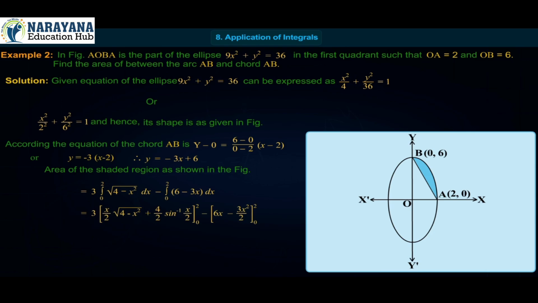which equals 3 into [x/2 √(4 − x²) + 4/2 sin⁻¹(x/2)] from 0 to 2 minus [6x − 3x²/2] from 0 to 2, which equals 3 into [2/2 × 0 + 2 sin⁻¹(1)] minus 12 plus 6, which equals 3 × 2 × π/2 minus 6, which equals 3π − 6.